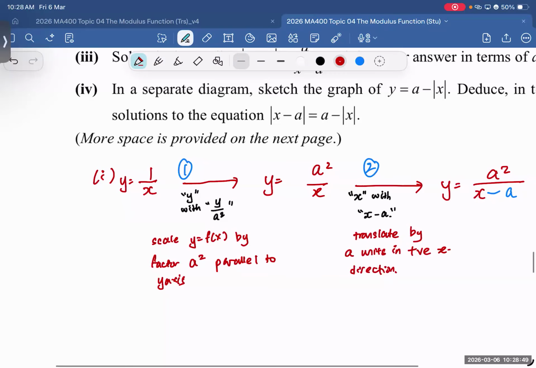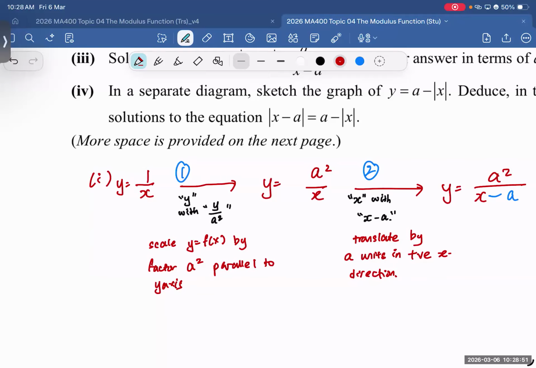Okay, remember the movement is counterintuitive to the variable. Replace x with x minus a, movement is positive. Replace x with x plus a, movement is negative. If I multiply, it's a scale factor 1 over a. If I divide, then it's a multiply. The movement is always counterintuitive. Times is like divide, divide is like times. Minus is like plus, plus is like minus. Okay?